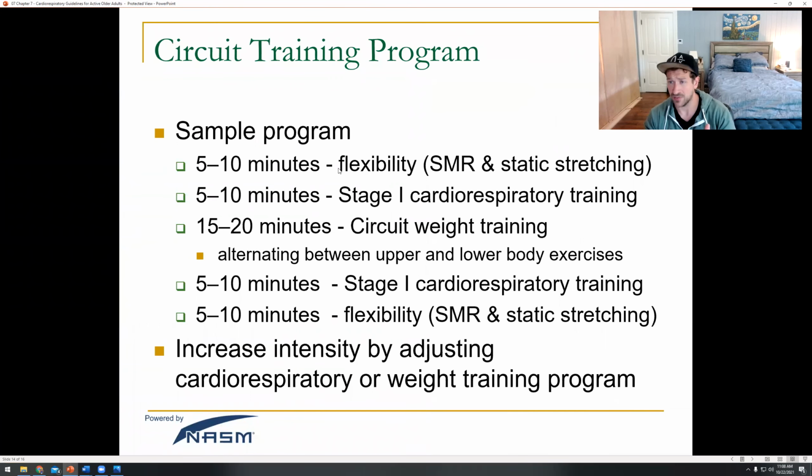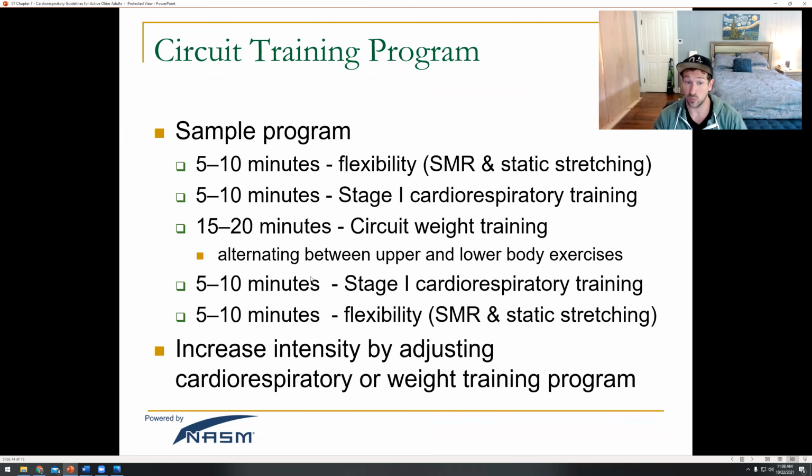Maybe we do 5 to 10 minutes of flexibility training, right? We do a little bit of SMR and static stretches. Maybe do 5 to 10 minutes of, throw them on the treadmill, get the heart rate up a little bit, and then do 15 to 20 minutes of circuit training. And then maybe with a senior client, you purposefully alternate between upper and lower body. We call that peripheral heart action circuit training. We go upper body, lower body, upper body, lower body. And that way they're getting a little bit of blood vessel work there. Throw them back on the treadmill for 5 to 10 minutes, stretch them out and send them home.